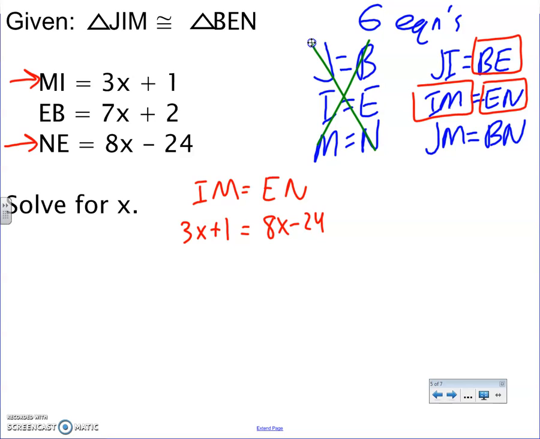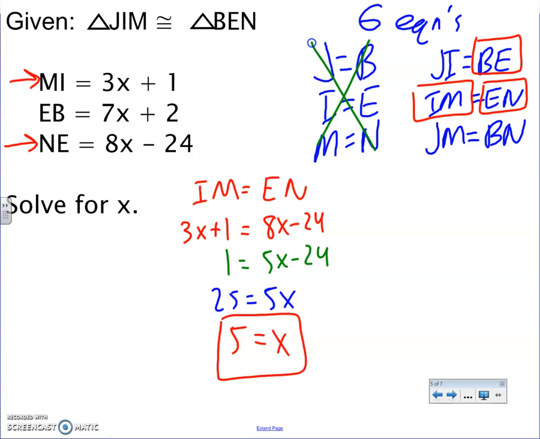Solve for x. I'm going to subtract 3x from both sides to make this 5x minus 24. Add 24 to both sides to make this 25 equals 5x. Divide both sides by 5. 5 equals x. What's the question? So solve for x. We found x. We're good. If they say plug in, if they say find EB, plug it in.